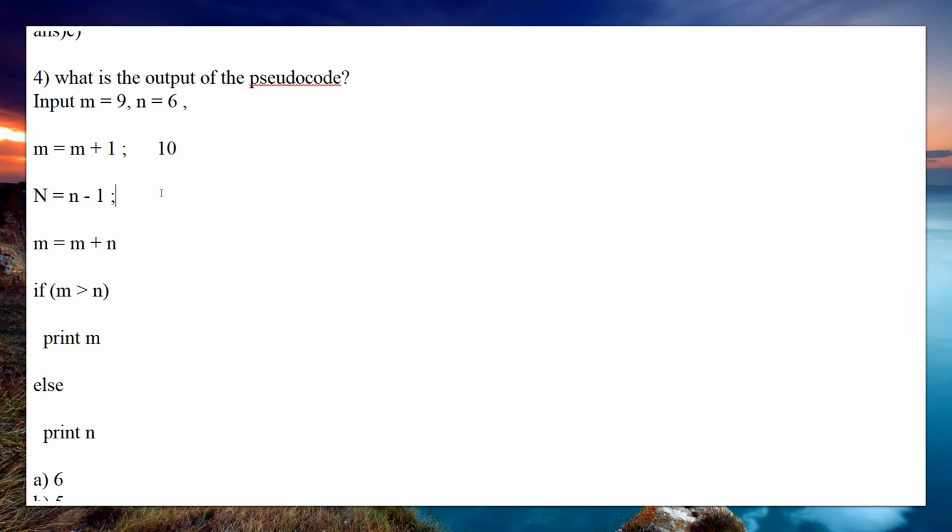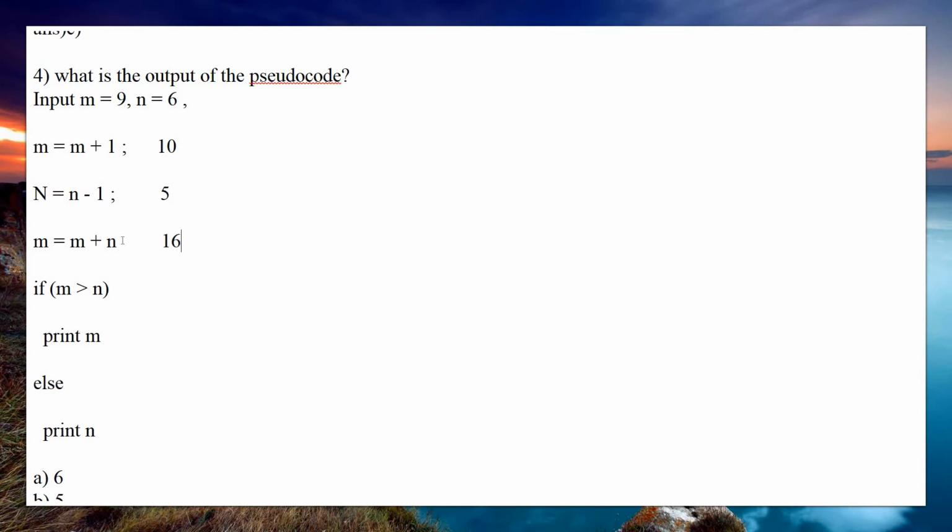Then after that n is equal to n minus 1. So what is n? 6 minus 1 will be 5. Then again m is equal to m plus n. What is m? m is nothing but 10. 10 plus small n, so small n is 6, so it will be 16. Then whether m is greater than n, so 16 is greater than 6, condition becomes true. So it should print the value of m.